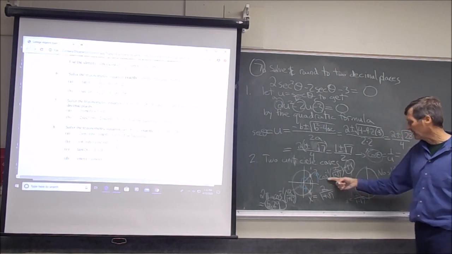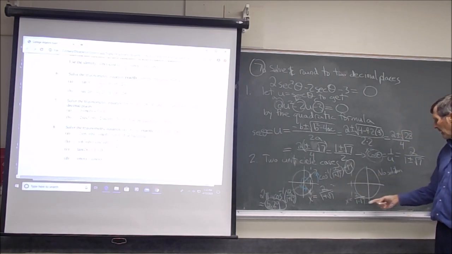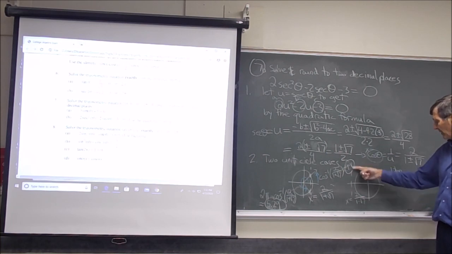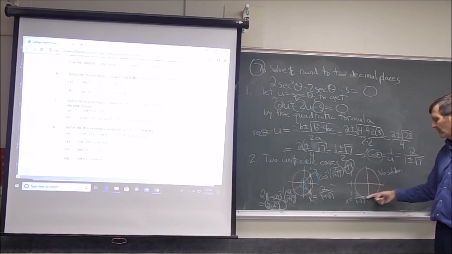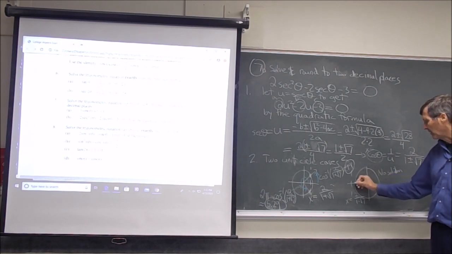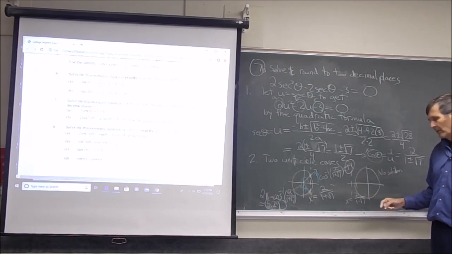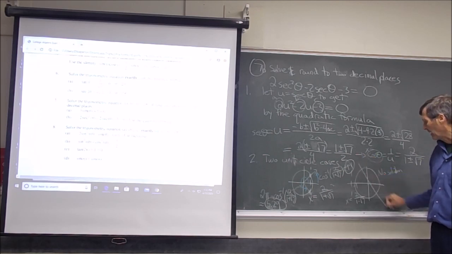However, in the other case, x equals 2 over 1 minus square root 7. That's less than negative 1. The vertical line doesn't intersect the unit circle. It's left at negative 1 right here. So there's no solution. We can throw this one out.